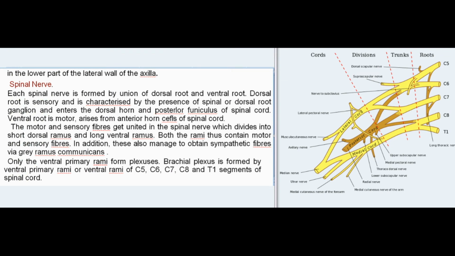Spinal nerve. Each spinal nerve is formed by union of dorsal root and ventral root. Dorsal root is sensory and is characterized by the presence of spinal or dorsal root ganglion and enters the dorsal horn and posterolateral funiculus of spinal cord. Ventral root is motor, arises from anterior horn cells of spinal cord.